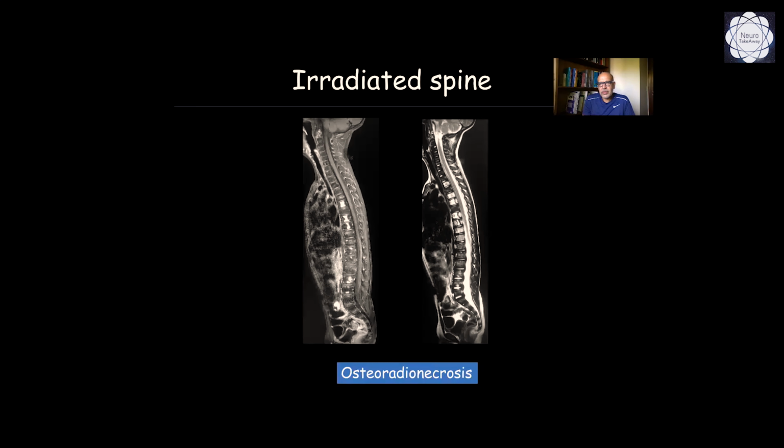Another complication of radiotherapy is osteoradionecrosis. It's very important to differentiate it from metastasis, because they are focal lesions in general with geographical borders. They enhance a lot with contrast because they have fibrous tissue replacing the bone.